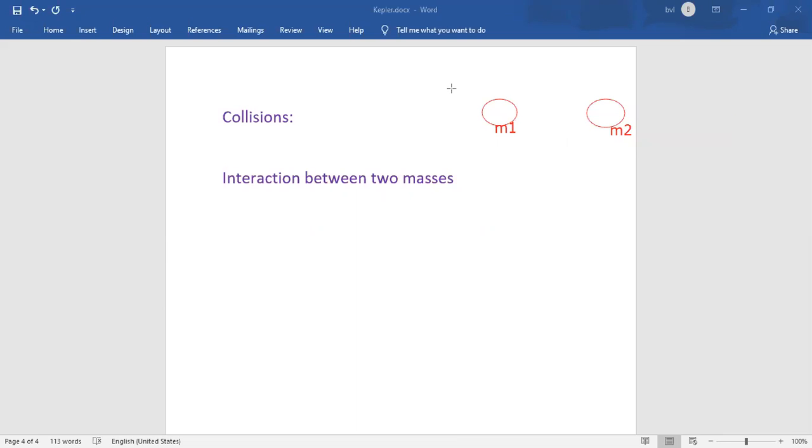For our convenience, let us consider that these two masses are moving in the same direction. This is the line joining the masses, and they are moving in this direction. So they have initial velocities. The initial velocity of the first mass is u1, and the initial velocity of the second mass is u2.